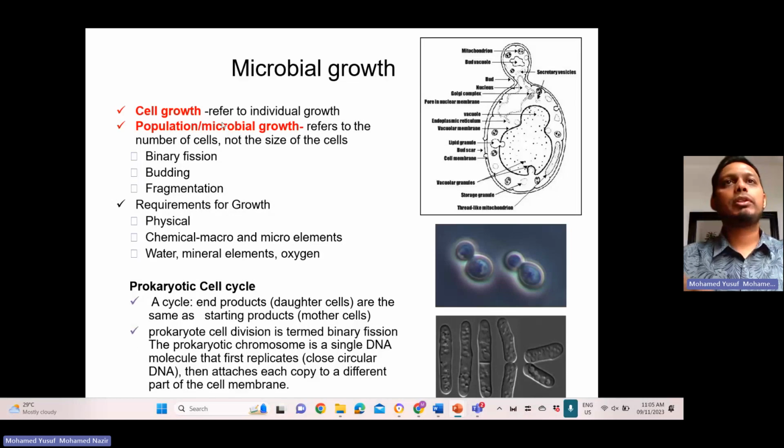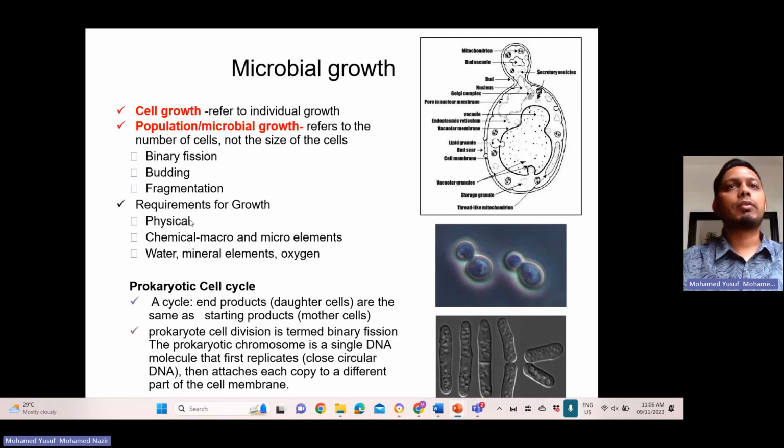When we talk about population of microbial growth, the most important criterion is the number of cells, not the size of the cell. Obviously, if we refer to the cell growth, the size of the cell will also be taken into account. In order for cells to grow, there are different ways. Firstly, it's normally through binary fission. There are cells that can grow through budding and fragmentation, and there are certain requirements that have to be met.